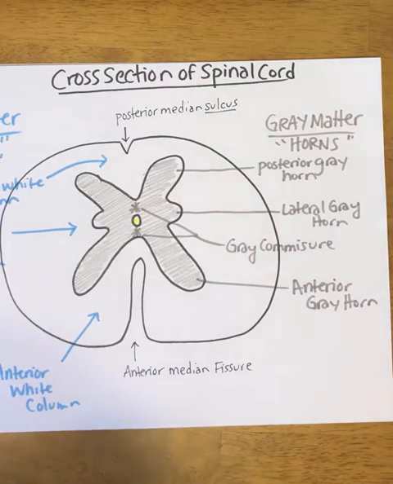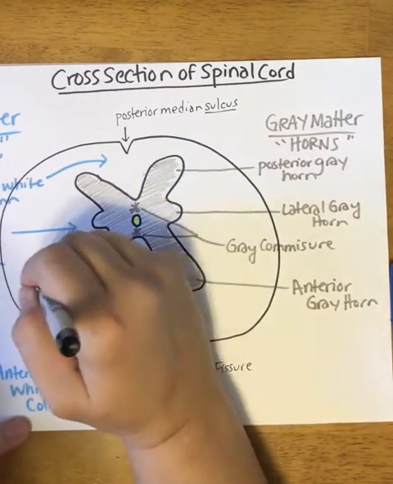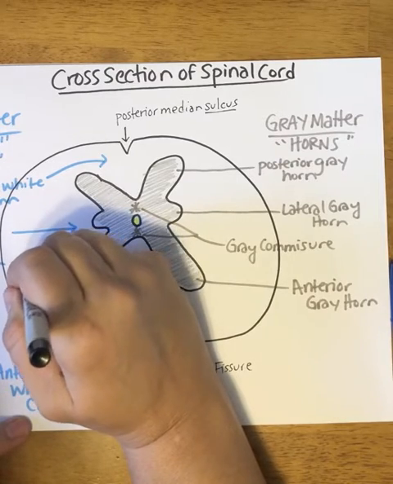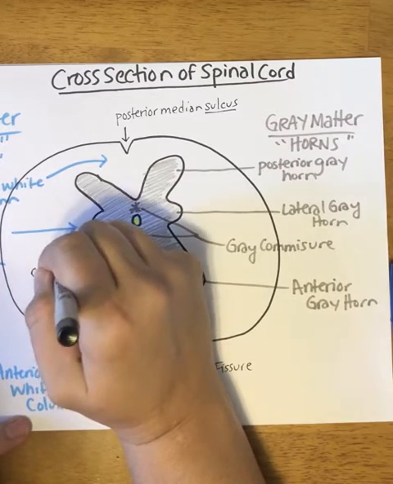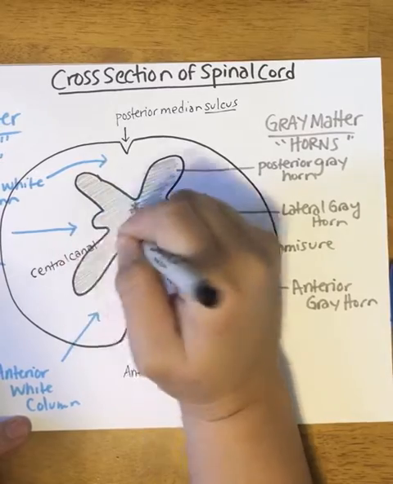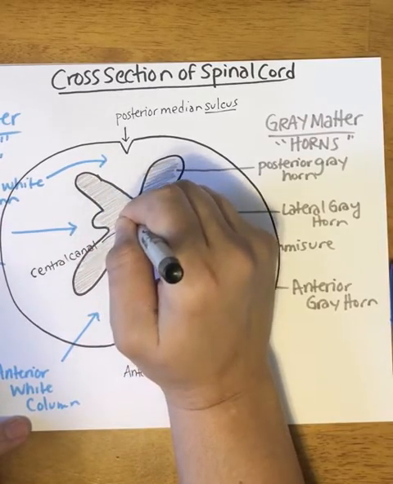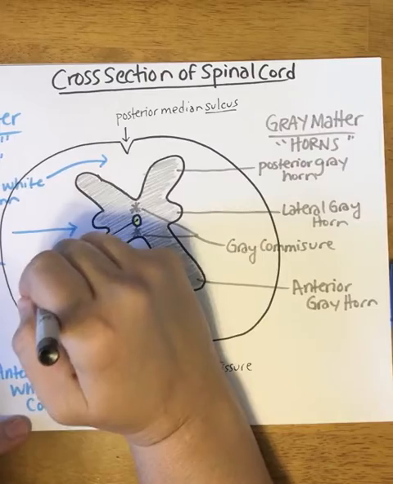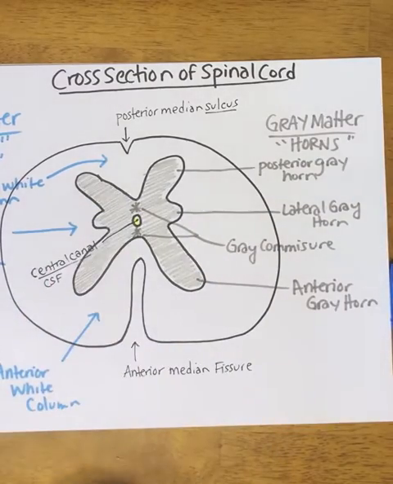Now, we can label the center section as your central canal. Your central canal is yellow because it contains CSF.